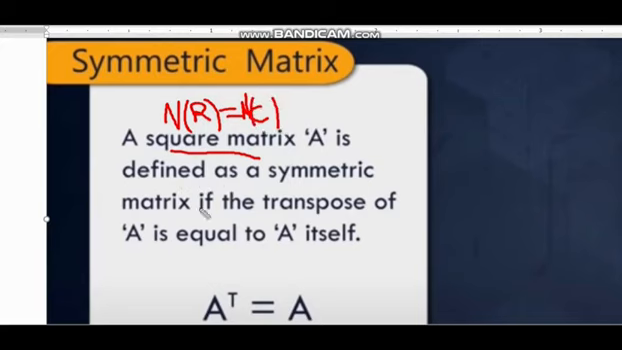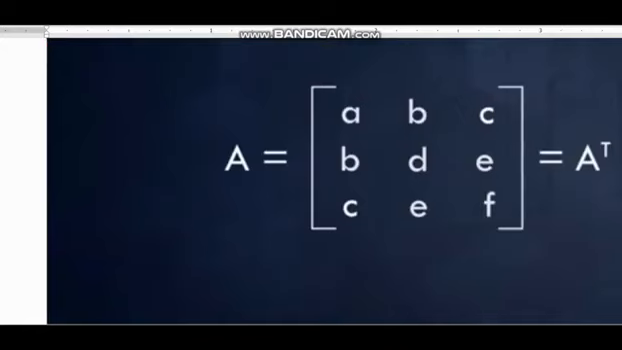So, that matrix is called symmetric if the transpose of the matrix, denoted by the symbol A transpose. If A transpose and A are equal, then that matrix is said to be a symmetric matrix. Let us take this matrix. This is a square matrix since the number of rows and number of columns are equal.